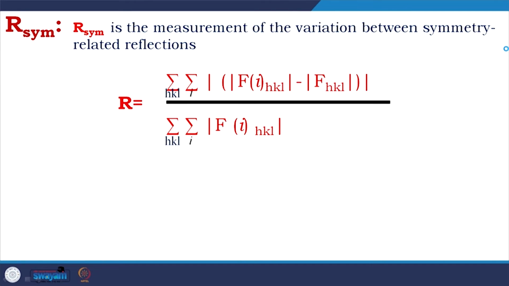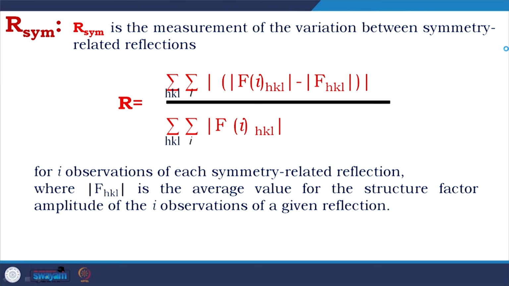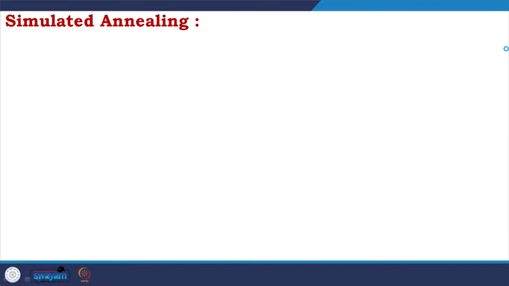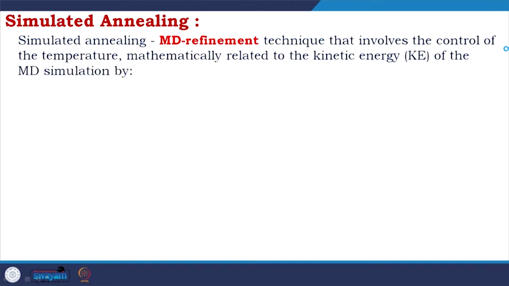R sim is the measurement of the variation between symmetry related reflections. You see summation over H with summation over I, I being the center of inversion. We talked about F I H minus F H by summation of F I H, for I observations of each symmetry related reflection, where absolute value of F H is the average value for the structure factor amplitude for the I observations of a given reflection. I already told that I am not talking about simulation here, but one I think would give you at least a perspective.